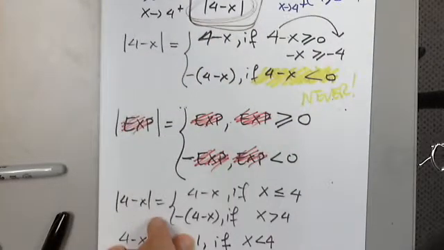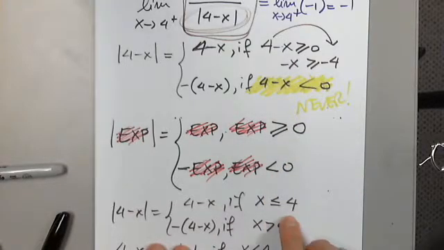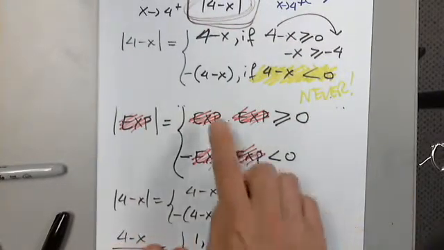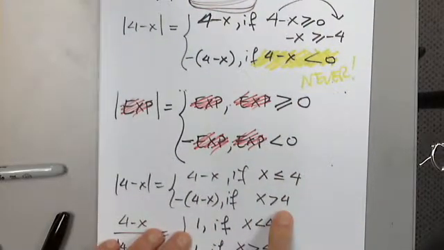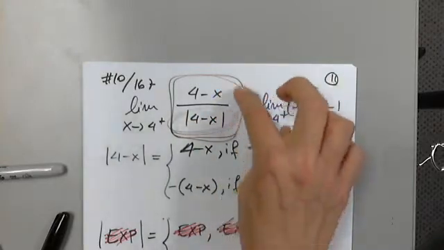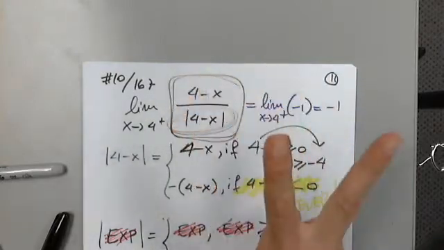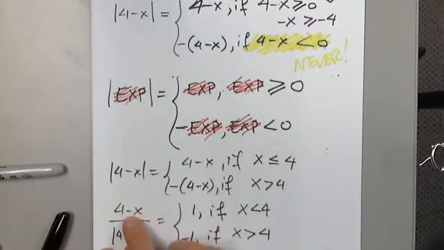This quantity simplified here is 4 minus x if x is less than or equal to 4, and it's negative 4 minus x if x is greater than 4. One more time, because this quantity has two options, this expression has two options. Here's how. 4 minus x cannot be changed. This one has two options.